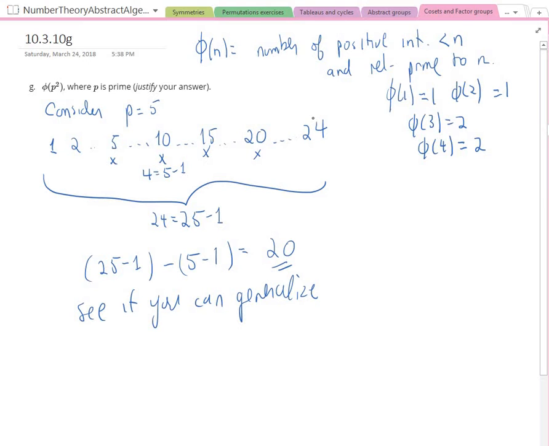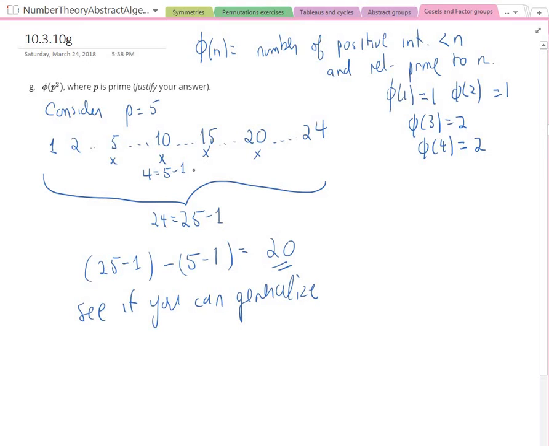All right, so there are 24 numbers less than 25, but some of them are not relatively prime to 25. Which ones are not relatively prime? Well, there's 5, 10, 15, and 20. All right? So how are we counting these up? 24 is 25 minus 1. And 4, which is the number of numbers that are not relatively prime, I have 4 numbers that are not relatively prime.